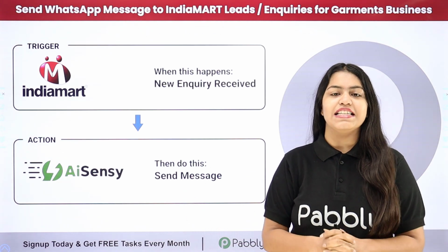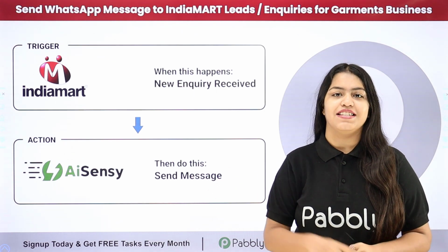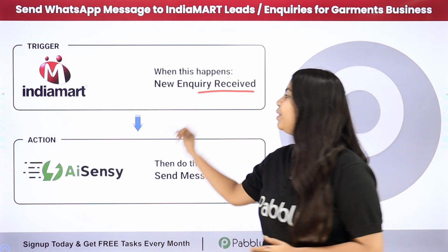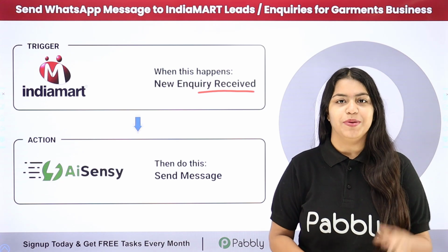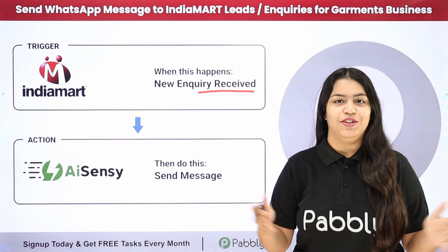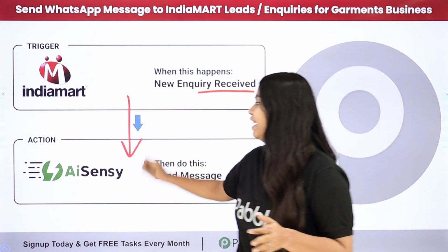So to manage these and send automated WhatsApp messages to all of these leads, I have set up an automation where as soon as we receive a new inquiry or a new lead through IndiaMART, an automated WhatsApp message would be sent to that same lead so that we can stay in touch with them and nurture them. So to do this, we are going to create a connection between IndiaMART and AI Sensi.